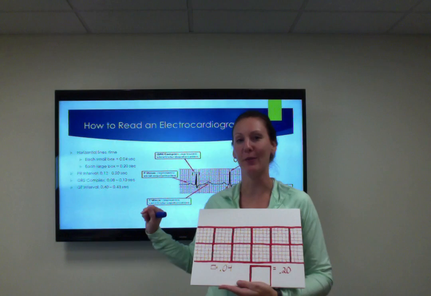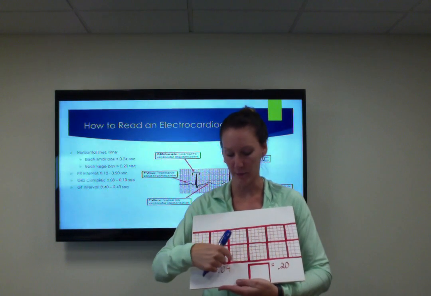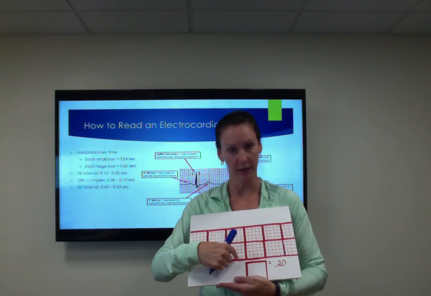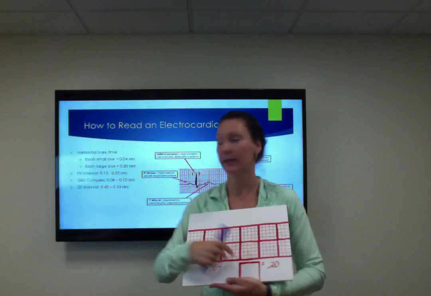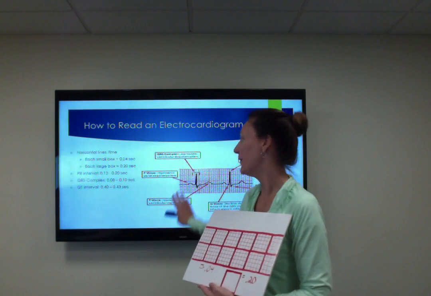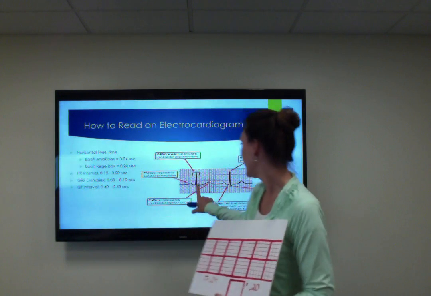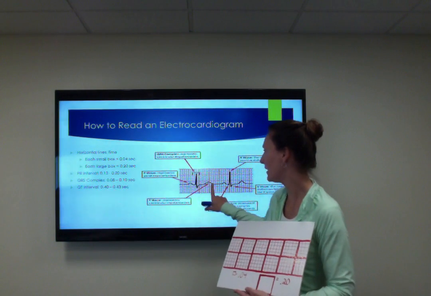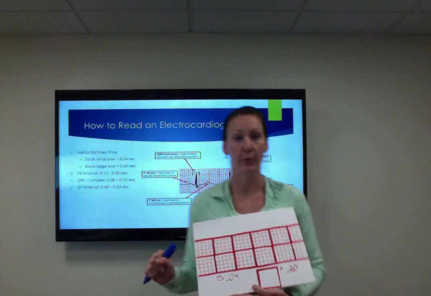The QRS complex, we like it to be 2 of these boxes or maybe 2.5 of the boxes. And then the QT interval, which is from here the whole way to here, we like to see that at 0.40.